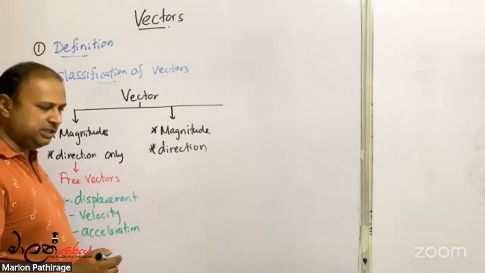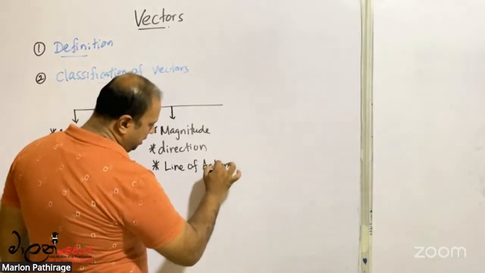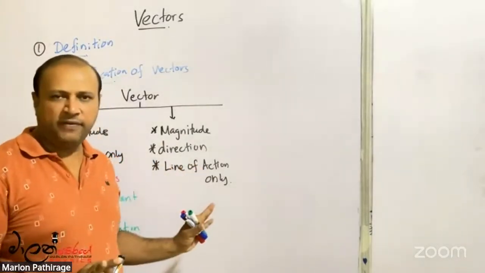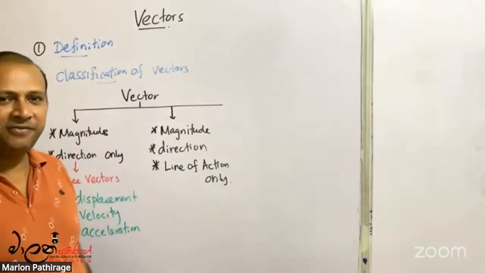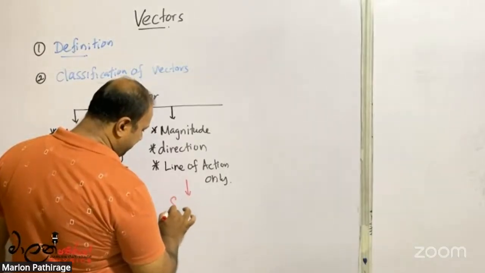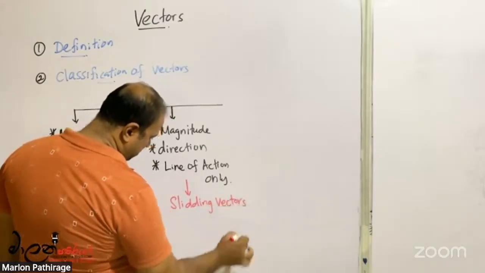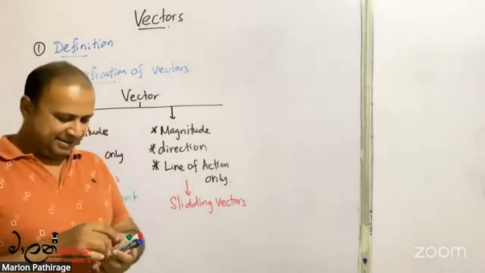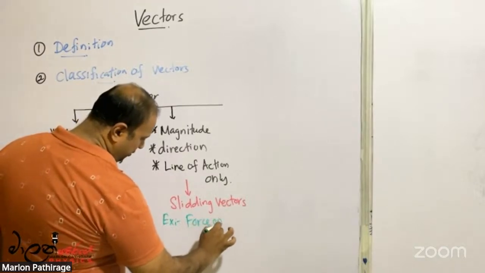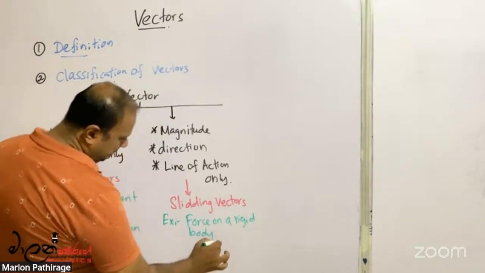Other than these two features, some vectors have a line of action. They have these three features only. They don't have a point of action, but they have a line of action. Those vectors are called sliding vectors. And the most common sliding vector is force on a rigid body.